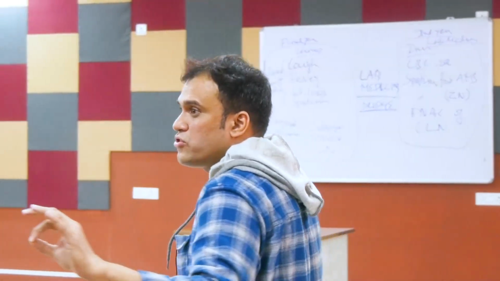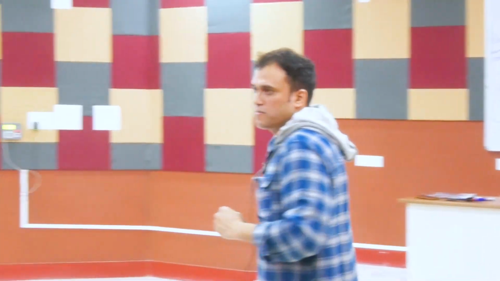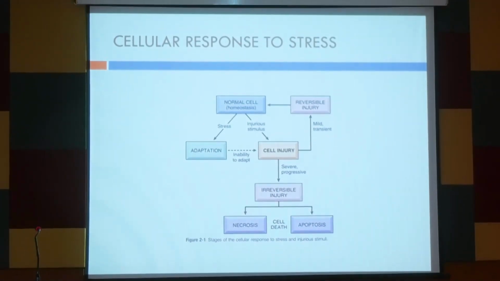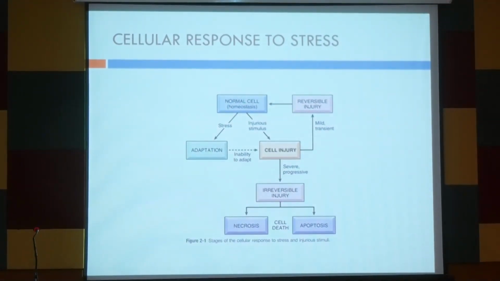Here you are not exposed to stress, but you are literally exposed to an injurious stimulus. That is called a cell injury. And sometimes stress can be so severe that it can also cause cell injury.